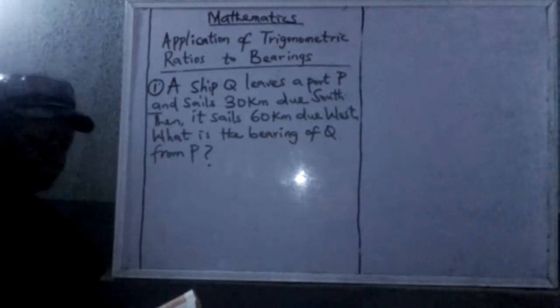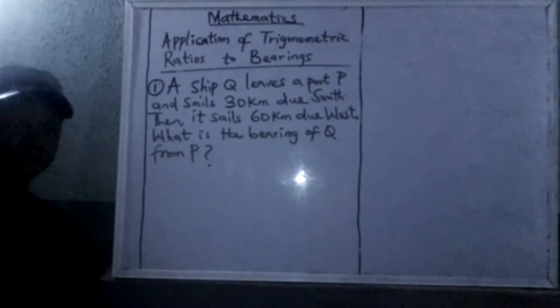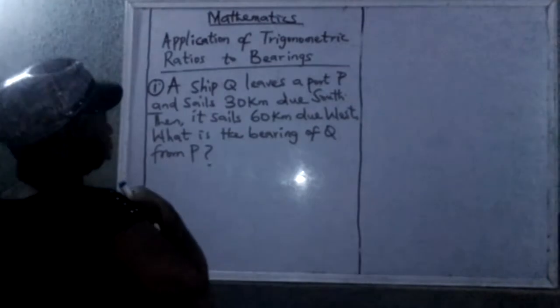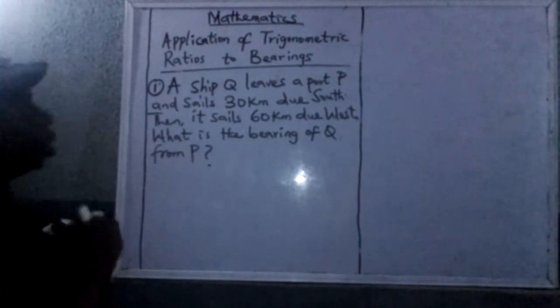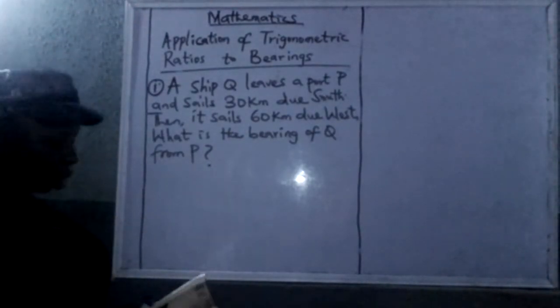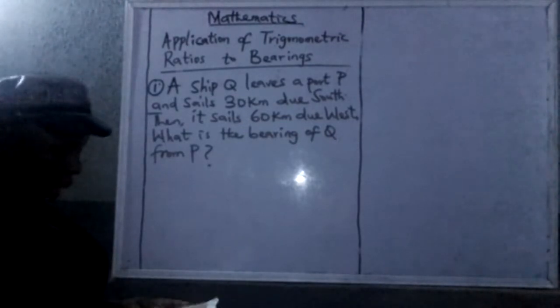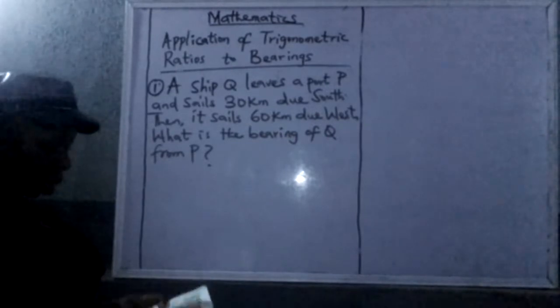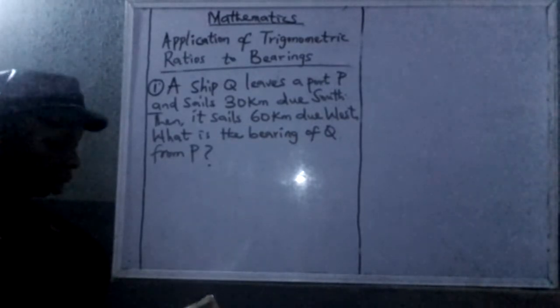Today we are looking at application of trigonometric ratios to bearings. For some time now we have been looking at application of trigonometric ratios and we have been able to apply it to finding distances. So today it is bearings that we are looking at.